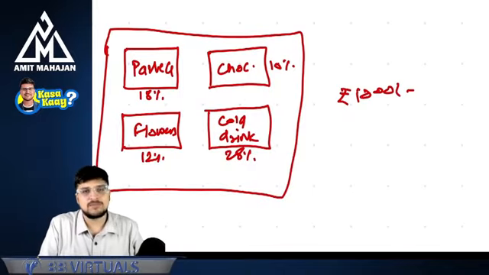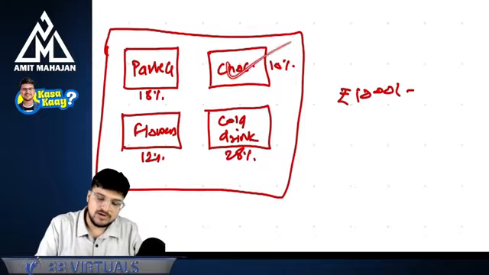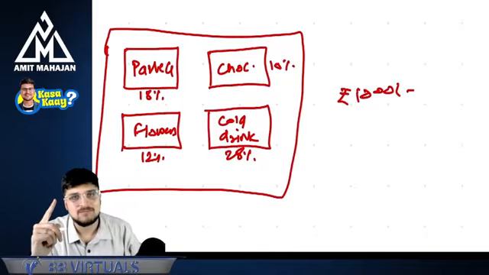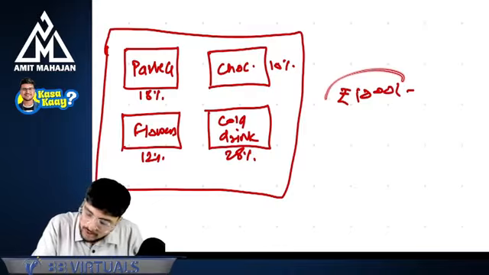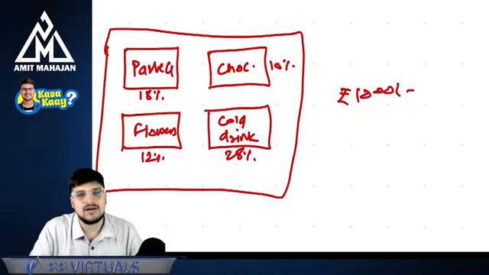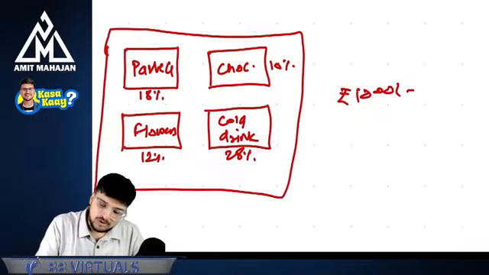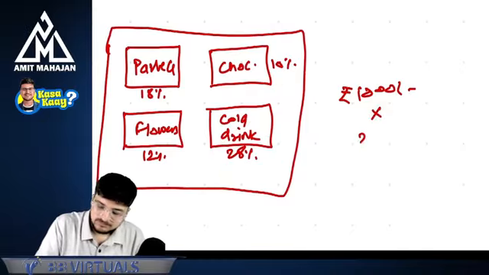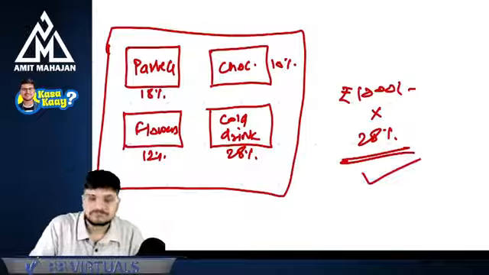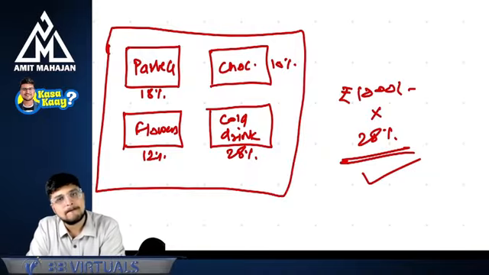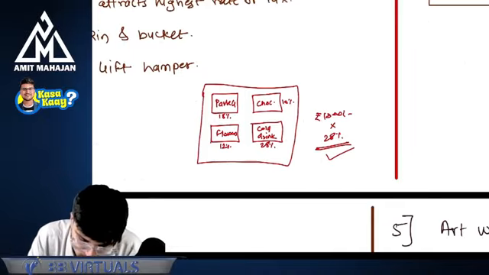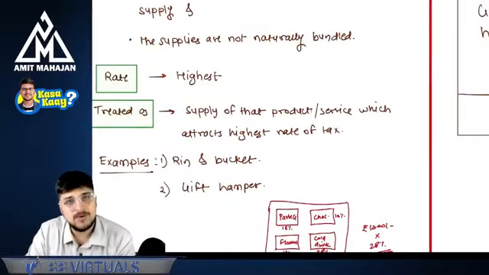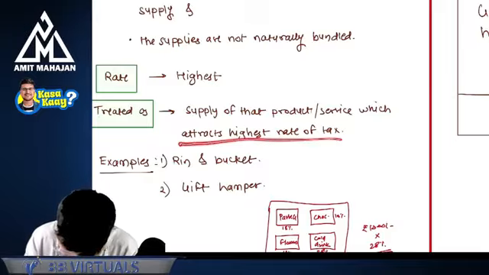Is this a composite supply? No. Parle G can be bought independently, chocolate can be bought independently, flowers, cold drink can be bought independently. Can I say two or more supplies made in conjunction with each other for a single price and which are not naturally bundled? This is called mixed supply. So on this 1000, the highest rate will be applicable, that is 28%. Understanding everybody? Perfect. So it will be treated as supply of that product or service which attracts the highest rate of tax.